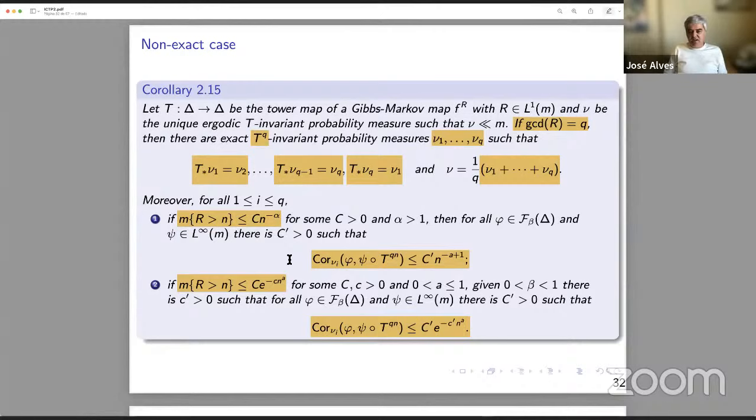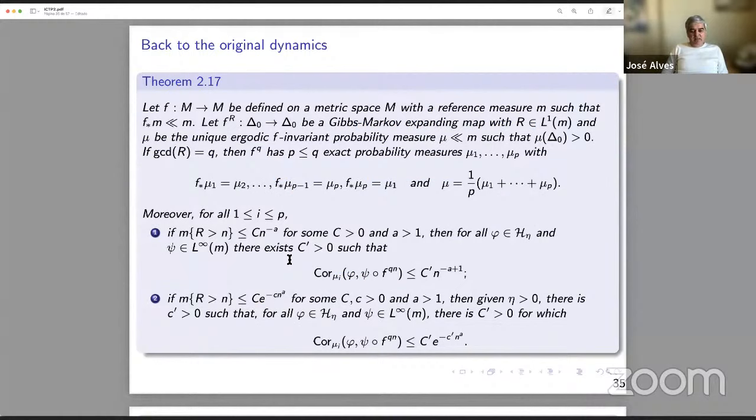So, but we want to go back to the original dynamics. Well, this is a natural consequence because we have a semi-conjugacy of the original dynamics and the tower system. And so this is the conclusion for having the semi-conjugacy. We can pass the measures that we have in the tower to measures, considered as push forwards by the semi-conjugacy, to measures in the original system.